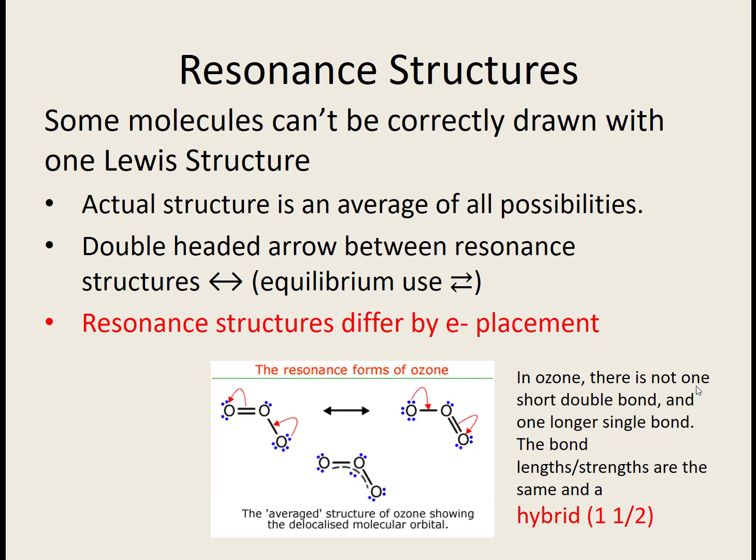Some molecules cannot be correctly drawn with only one Lewis structure. Instead, they are a blend of two or more structures. You can always tell that you have a resonance structure because there will be a double-headed arrow.